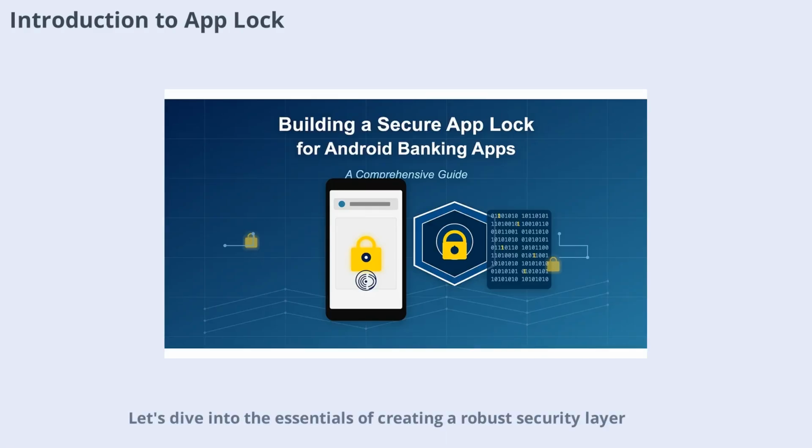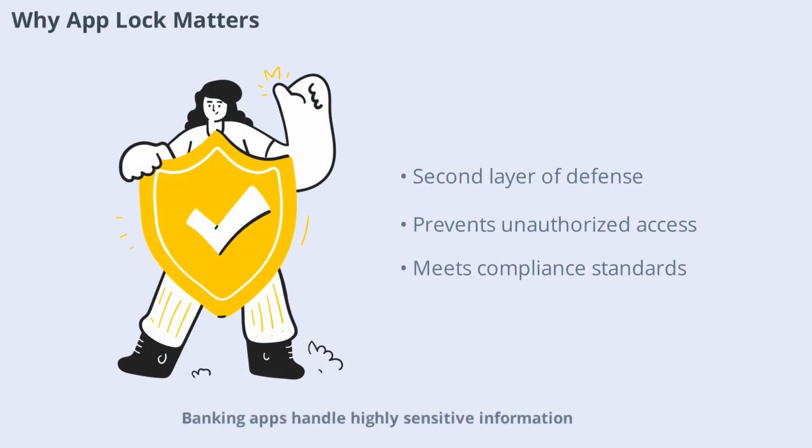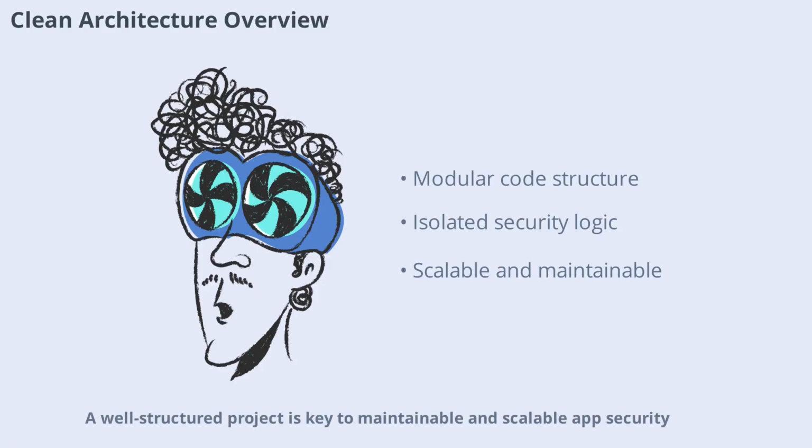Let's dive into the essentials of creating a robust security layer that not only meets regulatory standards, but also earns user confidence. Banking apps handle highly sensitive information, making them prime targets for unauthorized access. AppLock acts as a second layer of defense, ensuring that even after a user logs in, their data remains protected. This mechanism prevents unauthorized access when the app is reopened and helps comply with strict regulations like RBI and GDPR. By implementing AppLock, you not only protect your users, but also build trust and credibility for your app in the competitive fintech landscape.